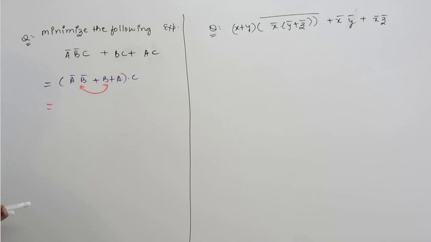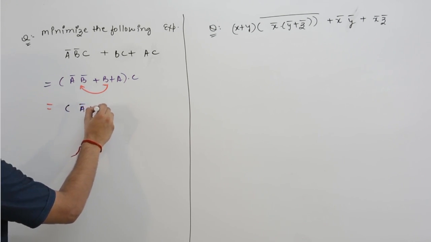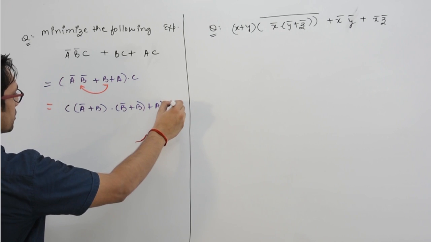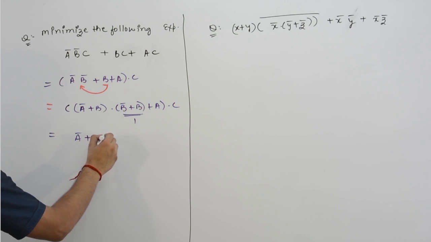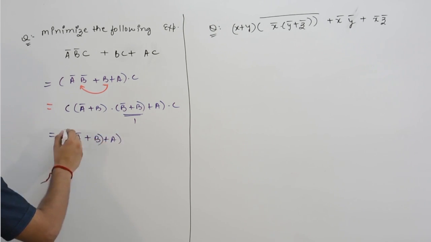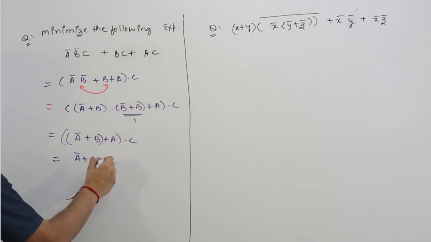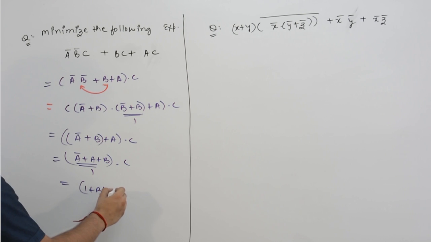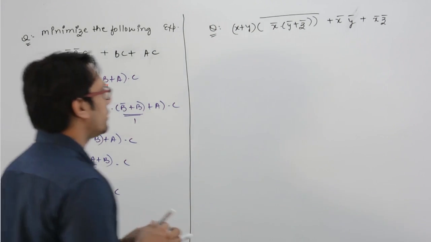Then it will become something like this. A complement plus B dot B complement plus B plus A dot C, and this will become 1. So it will become A complement plus B plus A dot C, which is equal to A complement plus A plus B dot C, and this is equivalent to saying 1, which is equal to 1 plus B dot C, and this is equivalent to 1 again, so it is C dot 1, C. So it is a very simple question again. Now we try to solve this one.